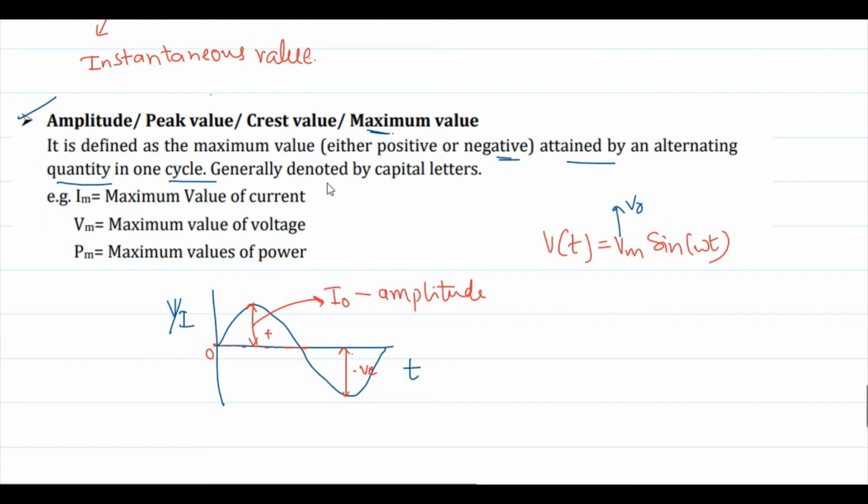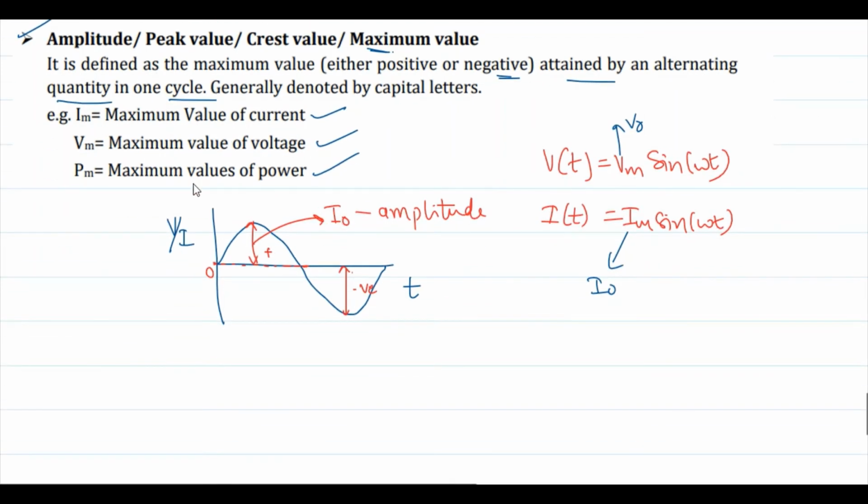Similarly for current, we represent I of t is equal to Im sine of omega t, where Im tells about the maximum value, which we also represent as I naught. So here Im is the maximum value of the current, Vm is the maximum value of voltage, and Pm is the maximum value of power. Power also can be represented in the form of sinusoidal waves, right, as it consists of voltage and current.